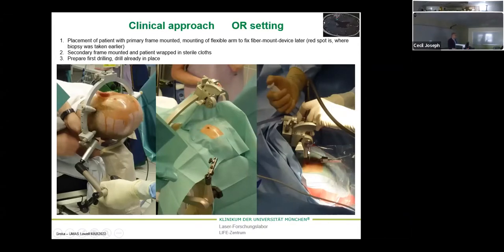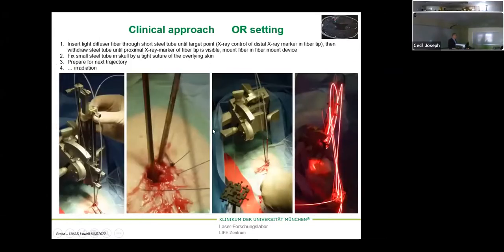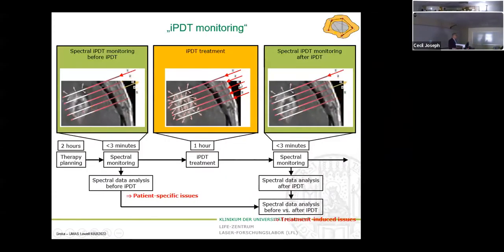Regarding these coordinates, the holes were drilled into the brain. Here is the first fiber introduced into the brain of this patient. Then it is fixed somehow. Then a second fiber, and the third fiber, and the fourth fiber are placed in this brain, and we can shine light on it. But prior to this, we did our measurement with this spectral online monitoring. This looks like this. So we do the spectral online monitoring before.